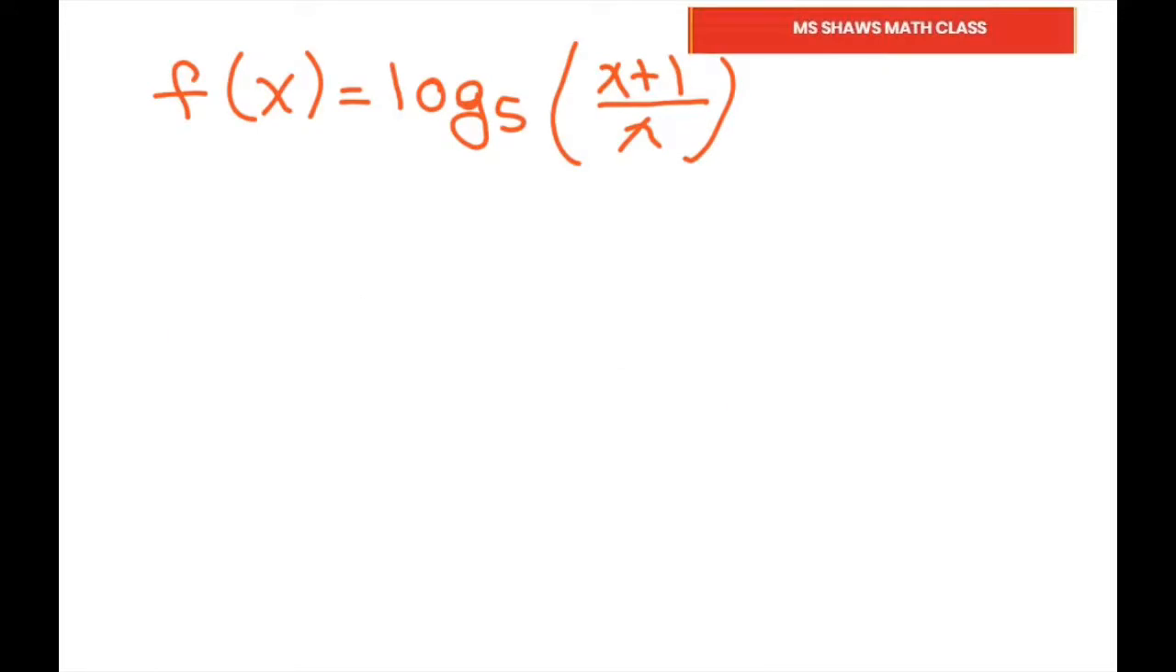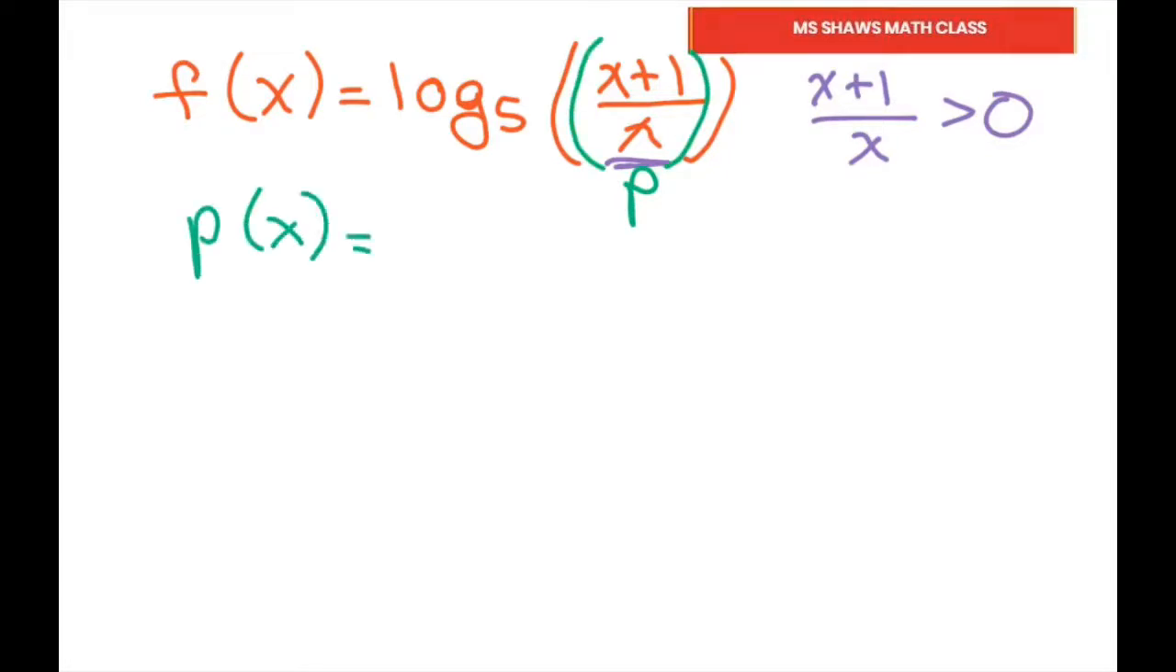So let's get started. We have this first one, and that means, like I said before, this whole quantity requires it to be positive. So this x plus 1 divided by x must be positive. And when you're looking at this, I'm going to call this part inside here p, p of x equals x plus 1 divided by x.